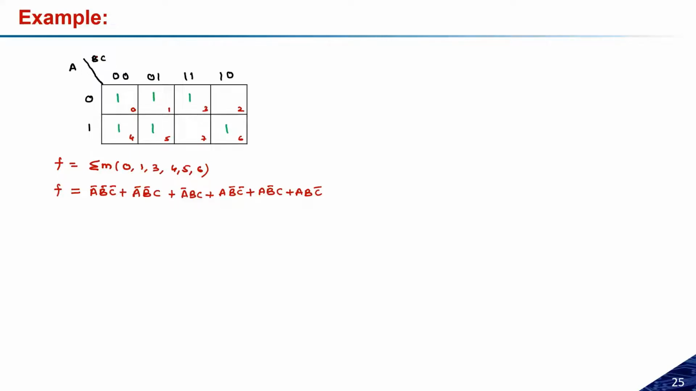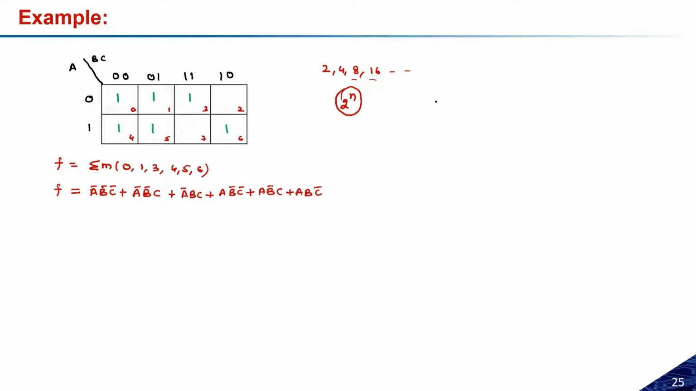But yes, in POS we will make groups of zeros, but in SOP we will make groups of ones. Okay. First rule: we need to make the pair of the maximum number of ones in the order of either a pair of 2, pair of 4, pair of 8, pair of 16, or so on. Like 2 to the power n order of pair I need to make. Either I can make a pair of 2, or a pair of 4, or a pair of 8 or 16, or so on. But this is the first rule that you should consider.